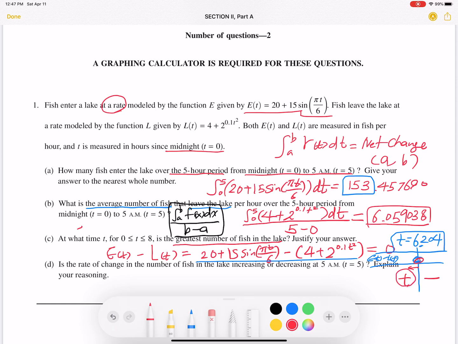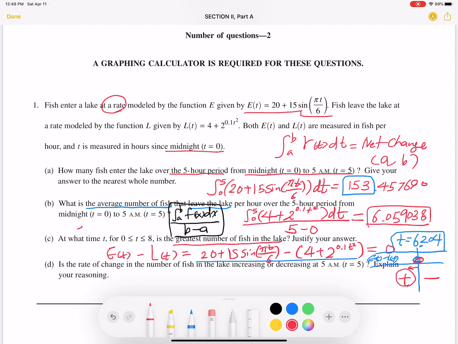So the rate is positive. That means the number of fish in the lake is increasing from 0 hours to 6.204 hours. After that hour, the number of fish in the lake is decreasing because the rate is negative. That's why at that moment, when t equals 6.204, the lake has the maximum number of fish. Part C asks you exactly at what time the greatest number of fish is in the lake. Yeah, when t equals 6.204 hours. That's the answer.